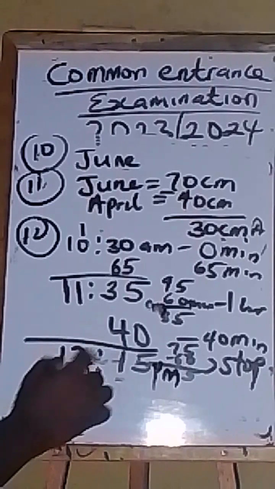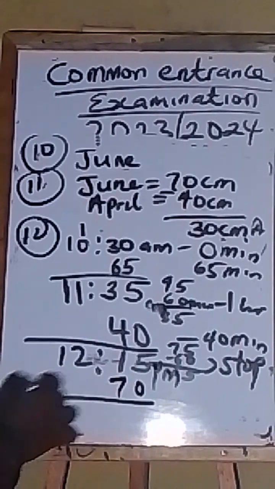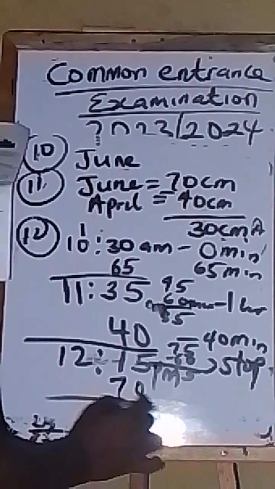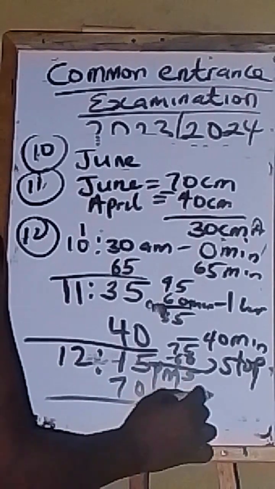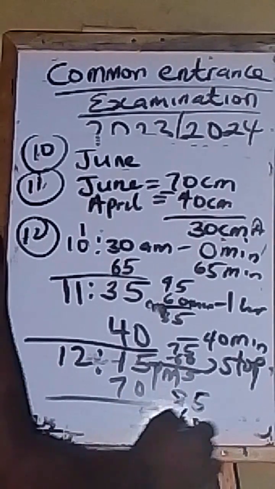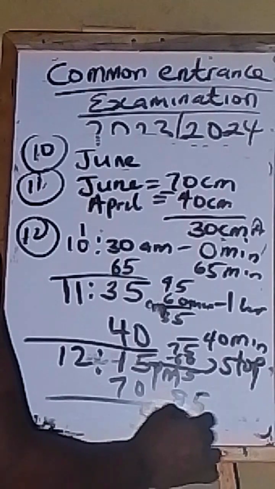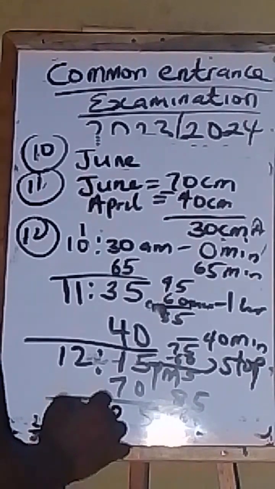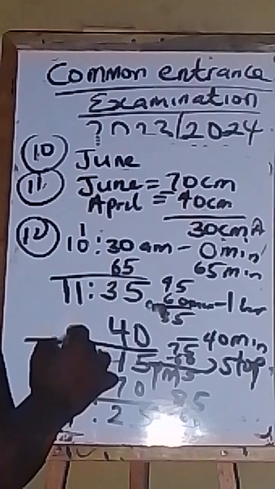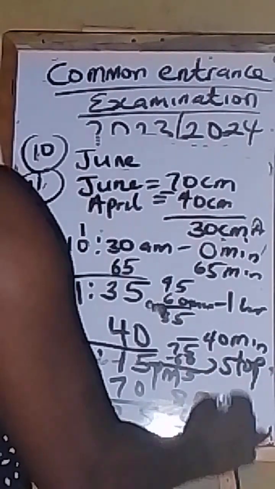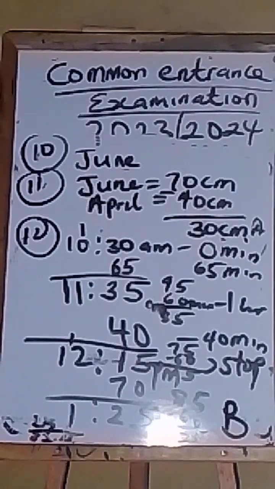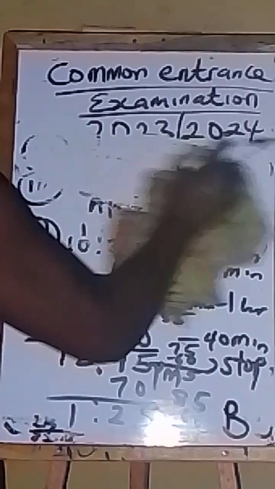So flying back to Lagos, you add 70 to that. That will give us 5. This is 85. You subtract 60 from 85, and that's going to give us 25. So this is 25 plus the 1 that is subtracted. So we have 1:25 PM. So the answer is option B. So we move ahead.